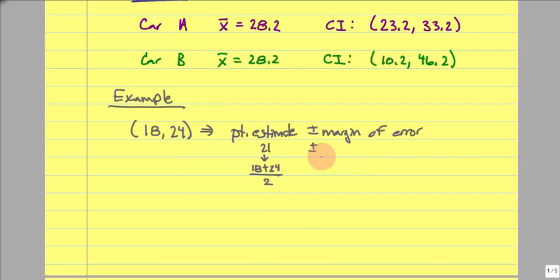Now, to come up with my margin of error, I just look to see how far it is from 21 to 24 and how far it is from 21 to 18, and it's the same number. In this case, it's 3 points. So 21 plus or minus 3 would be where this confidence interval came from. So that's one of the neat characteristics about a confidence interval. If it's given to me, I can work backward and come up with my point estimate and my margin of error.